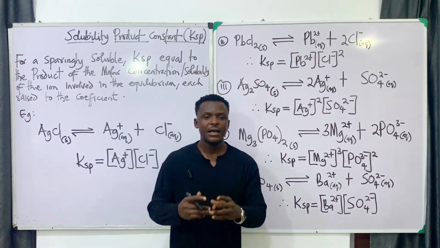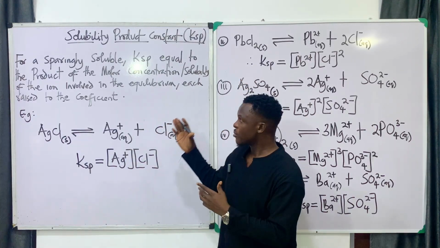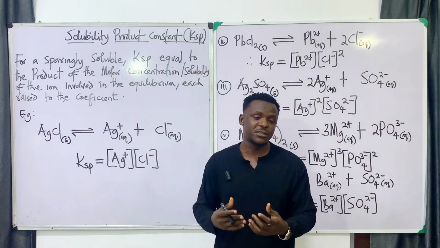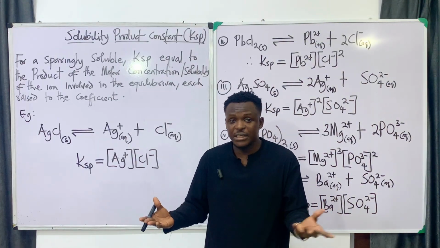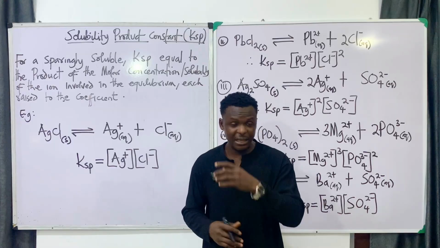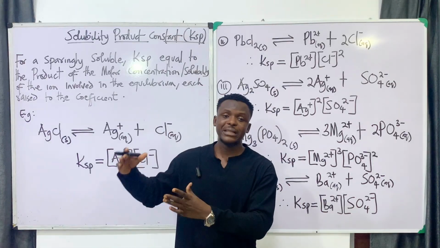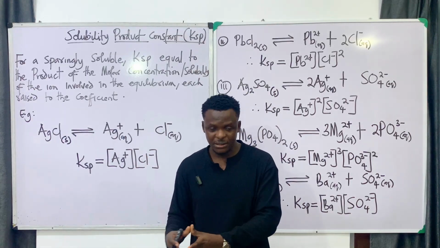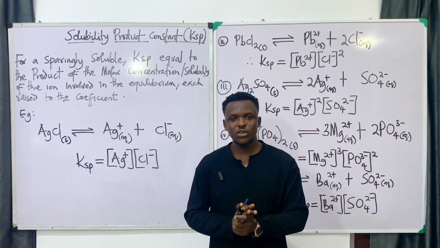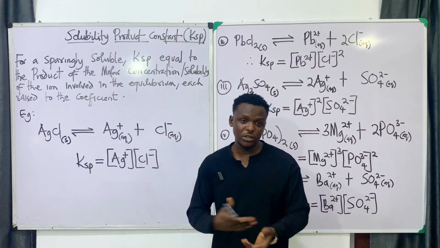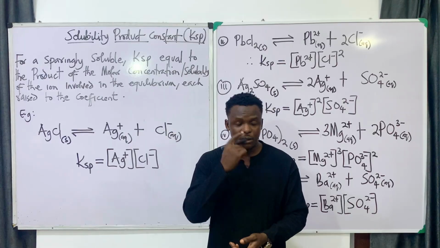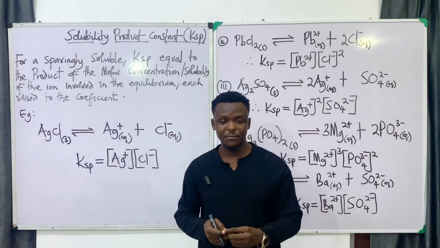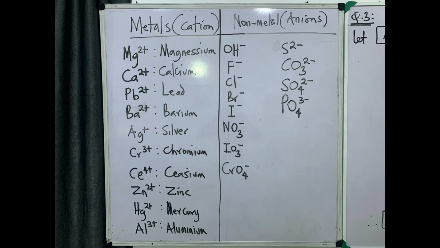Just like I said, I would be giving us the metals, the possible metals you're likely going to see when solving for Ksp, and the possible non-metals and the anions. All right, so please make sure you go through them and jot them down in your notes so that you don't forget them. Okay, so this is basically the metals and the non-metals, right? So you need to take note of these charges, right?